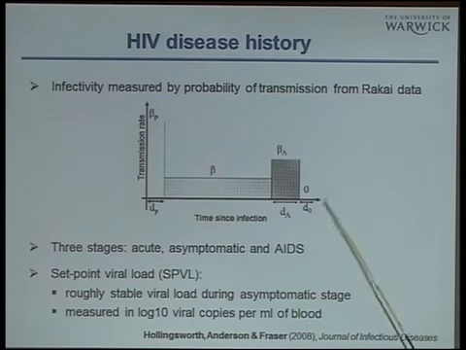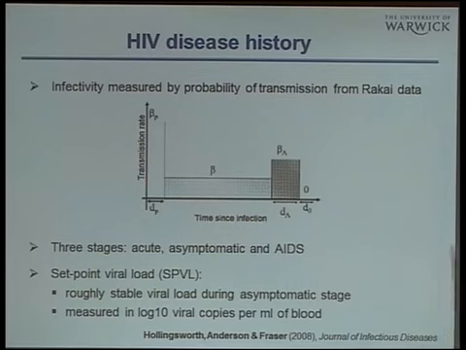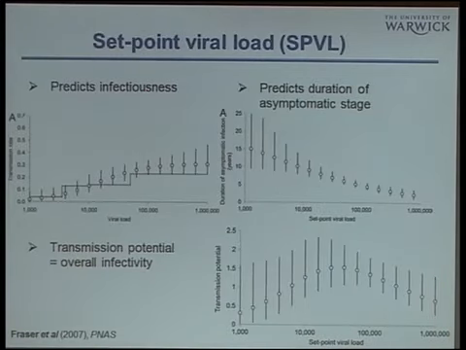And then one might include a tiny bit where the individual is not infectious anymore, but has not died yet. By set point viral load, which is a quantity that will be used quite a lot in this talk, I mean the roughly stable level of viral load during the asymptomatic stage. And this level of viral load is measured in log 10 viral copies per milliliter of blood. So the set point viral load is an important quantity because, although imperfect, it kind of predicts infectiousness.